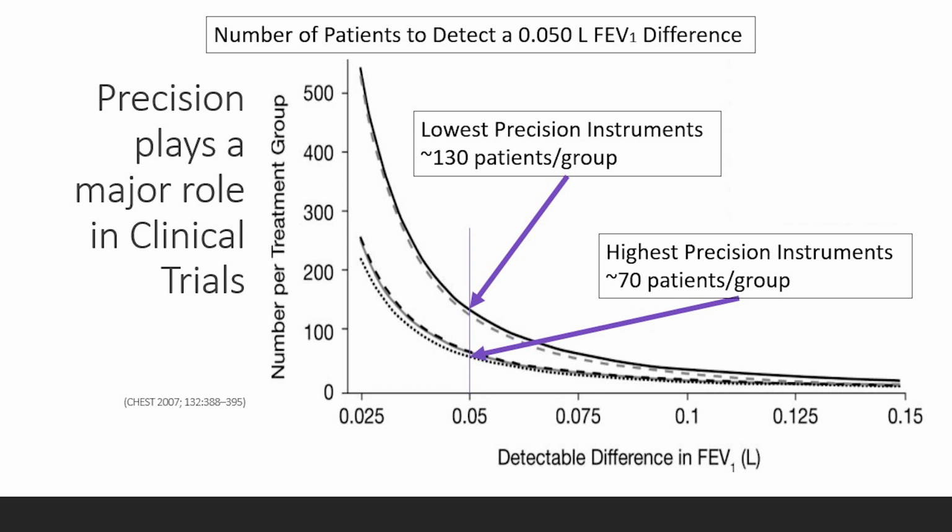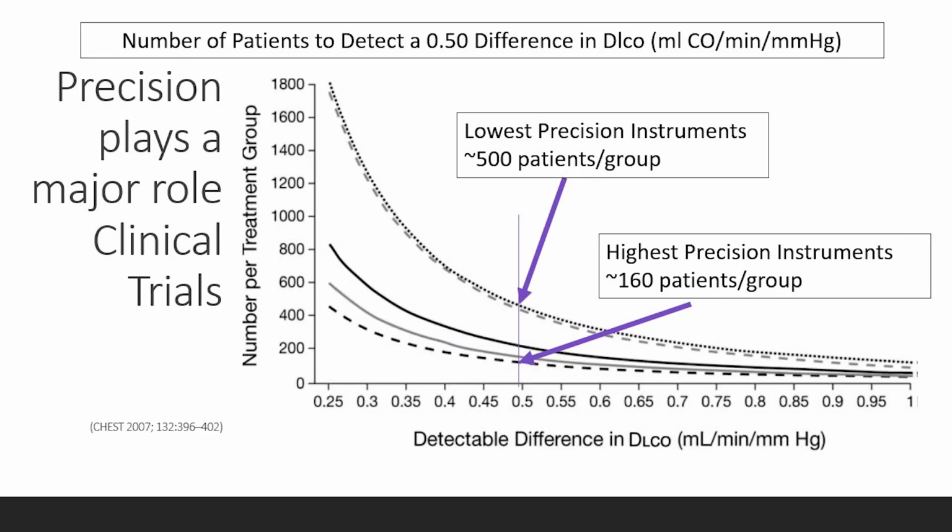So if we look here, if we're trying to find a difference of at least 0.05 or 50 mLs, then we're going to see that we need 130 for some instruments, but in instruments that have better reproducibility, we need approximately half of that, or around 70.